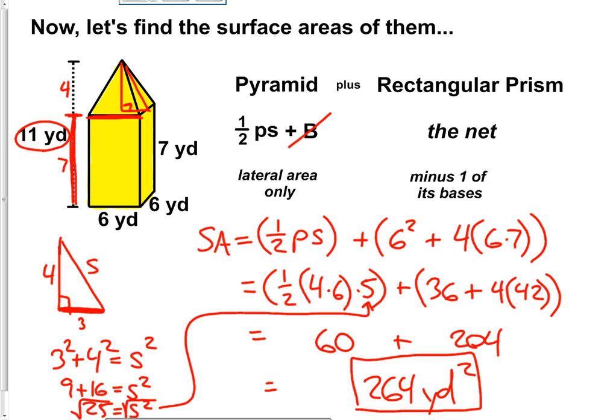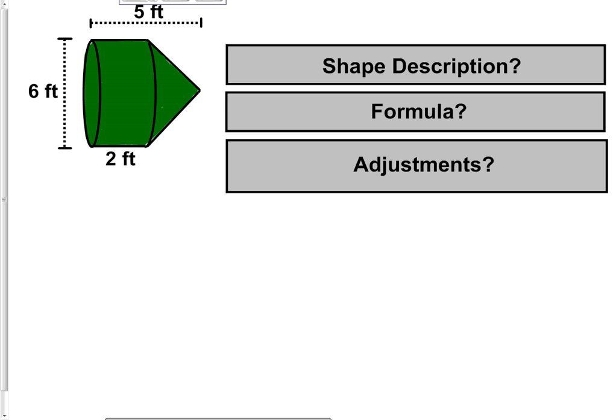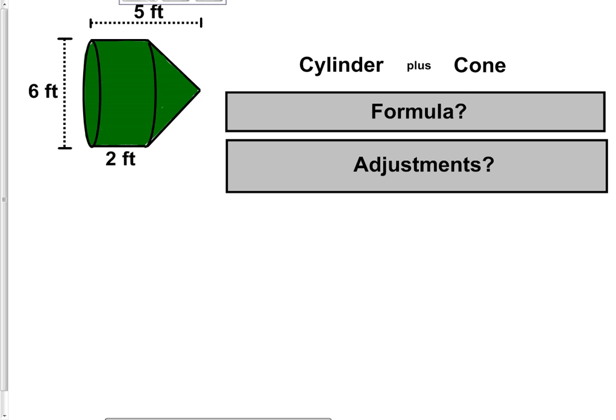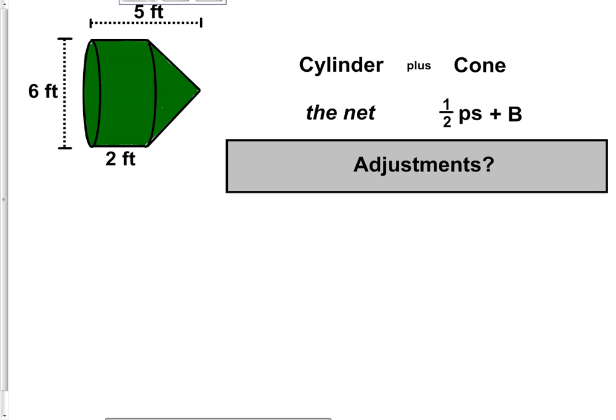Okay, so let's take a look at the next one. All right, this shape is the same as it was before. It is a cylinder and a cone. Okay, so formulas for this guy. A cylinder is a special kind of a prism, and with prisms we look at the net. So we're going to look at the net of the cylinder, and then a cone is a special type of a pyramid, so we will use the 1/2 PS plus big B formula.